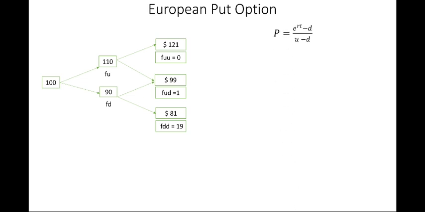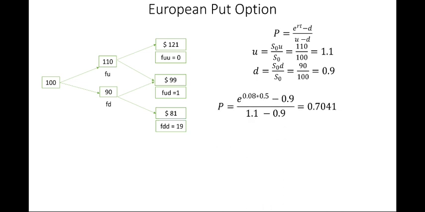So we will be calculating the probability of upward movement, that is P. We have already done this one. We have calculated U as well as D. The same formula will be there. Everything will remain the same. We have already done this one. P is equal to exponential raised to the power 0.08 multiplied by 0.8 minus 0.9 whole divided by 1.1 minus 0.9 equal to 0.7041.